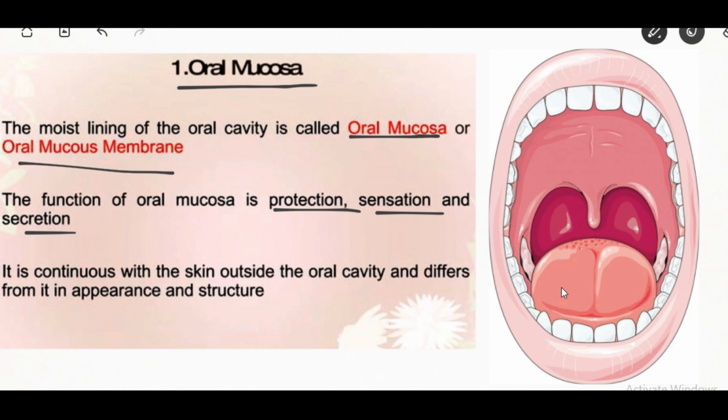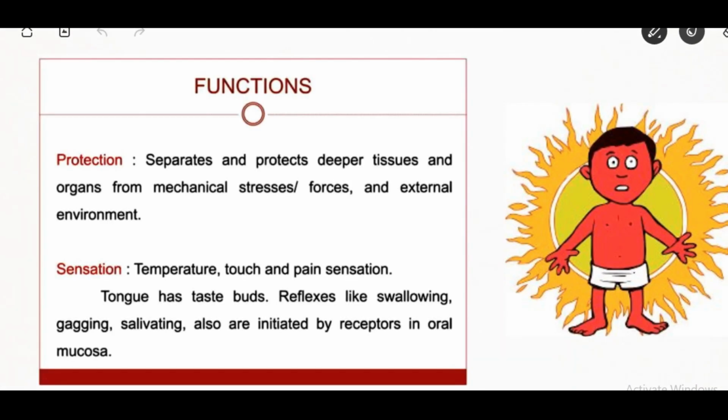Number one function is protection. It separates and protects the deeper tissue and organs from mechanical stress, forces, and the external environment. Sensation, like temperature, touch, and pain sensation. The tongue has taste sensation. Reflexes like swallowing, gagging, and salivation are initiated by receptors in the oral mucosa.